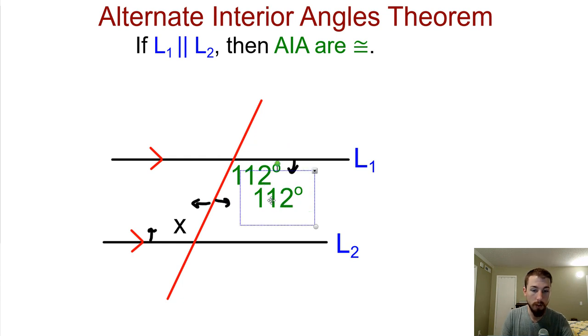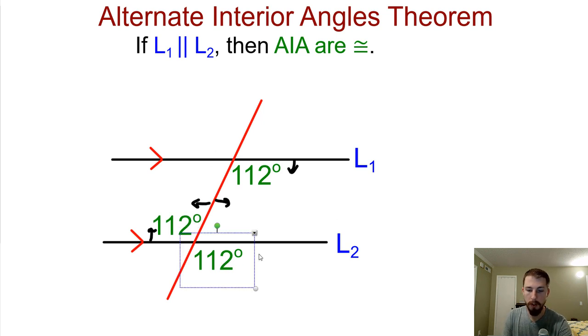Now the reason they're congruent is because the corresponding angle down here, 112, okay, bottom right, is vertical with the alternate interior, which means this angle has to be 112. Okay, so if the lines are parallel, then by the alternate interior angles theorem, the angles have to be congruent.